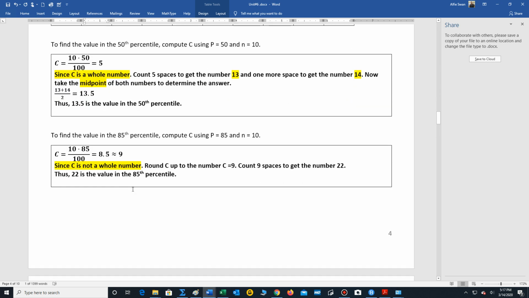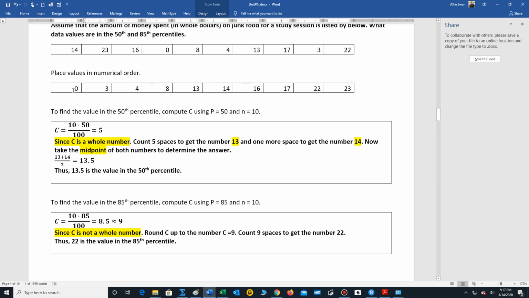Now we're going to determine the data value in the 85th percentile. So once again, we're going to compute C. P is 85, N is 10. We plug that into our formula and we calculate 8.5. 8.5 is not a whole number. Thus, we have to round it upwards to 9. So that means we are going to count 9 spaces to determine our data value. So if you count 9 spaces, we'll end up with 22. And so 22 is in the 85th percentile.